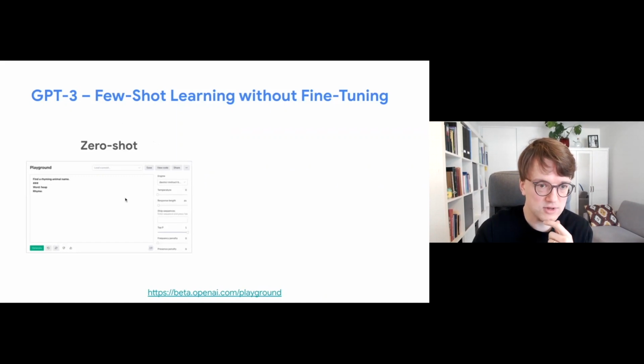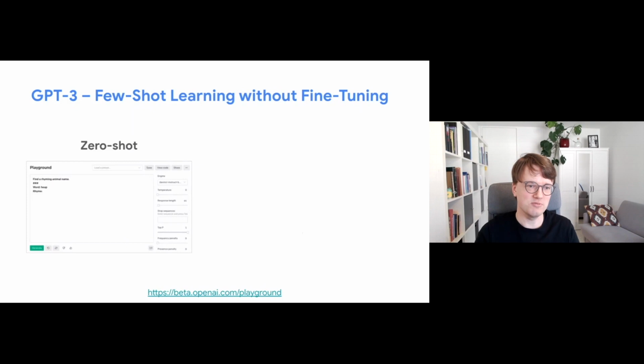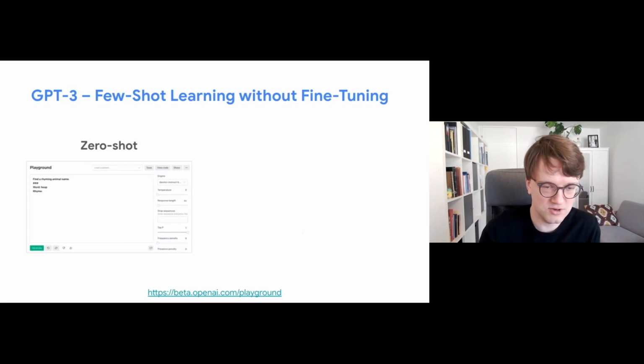So I wrote the following description: find a rhyming animal name, word heap, rhyme, and then I asked the model to complete this. Before I show you the model output, I just want to make sure that this is a task that's solvable by humans. So can any of you think what would be a correct completion for this given task? Sheep, yeah, exactly, great. So it's a feasible task. Sheep does rhyme with heap, and it's an animal name. So that's exactly what I had in mind when I wrote this description.